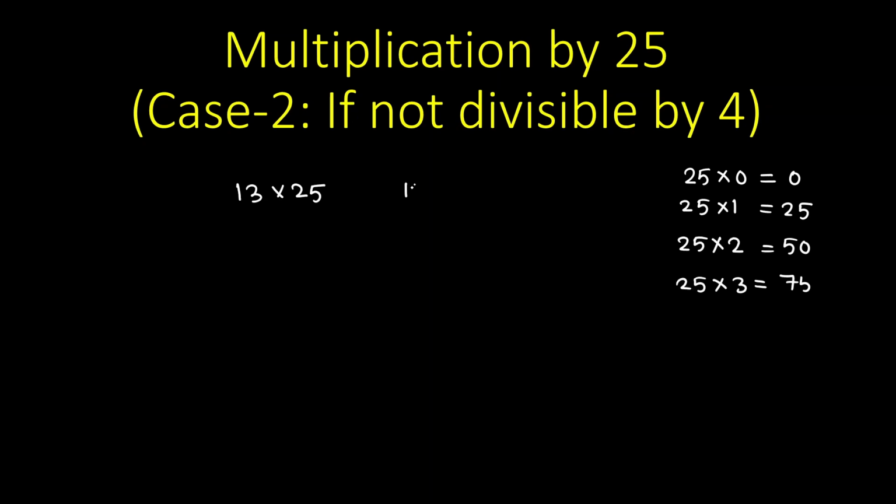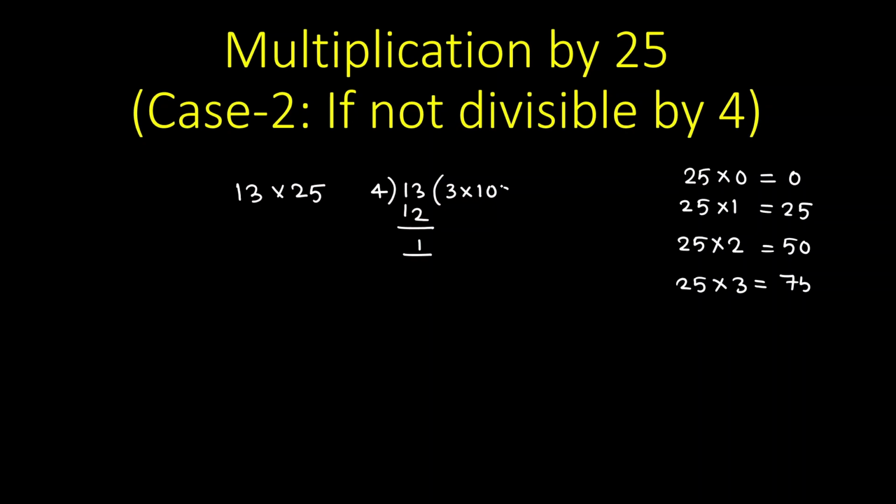Why? Because, for example, 13 by 4, we check the quotient and remainder. 4 3s are 12 and the remainder is 1. In this method, you need to remember that the answer is going to be the quotient number of hundreds and the remainder number of 25s put together. So 3 into 100 is 300, 1 into 25 is 25. When you add them, you will get 325. So the answer is 325.